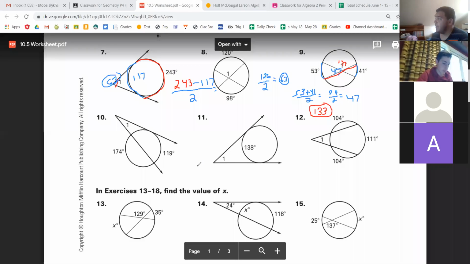All right. And then number 11, similar situation. We have our bigger arc and we have our smaller arc, but they only tell us one of them, so we need to find the other. So to find the other, we got to subtract from 360, the whole circle. This one right here. 360 minus 138 is going to be 222.